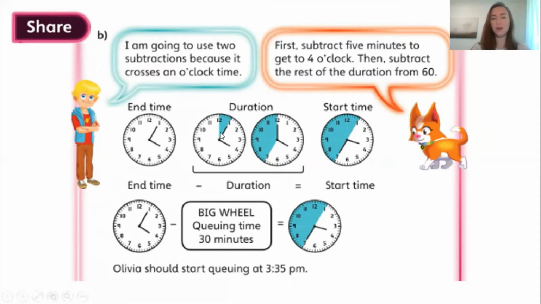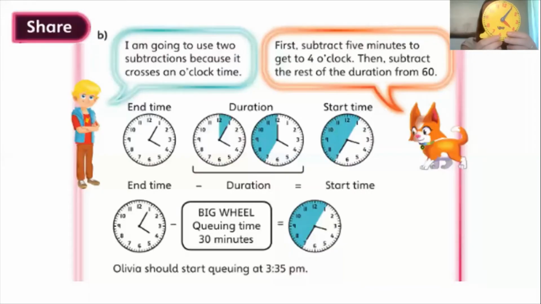So first of all, we're going to count back 5 minutes to take us to 4 o'clock. Then we need to take off another 25 minutes to go back to 25 to 4. Another way of writing this is 3:35 p.m.